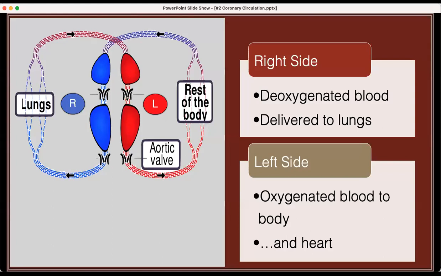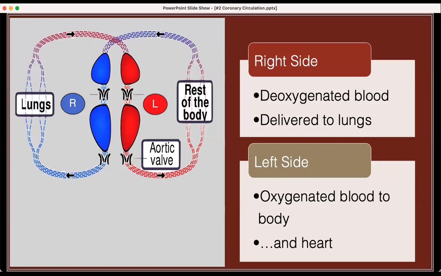Okay, so this is a schematic of the right side and the left side of the heart. So remember, the heart is a double pump. On the left side of the heart, it's the high pressure system pumping oxygenated blood through the aortic valve to the rest of the body. On the right side, it's still a pump, but a significantly lower pressure pump, sending deoxygenated blood that comes from the body to the lungs for oxygenation.